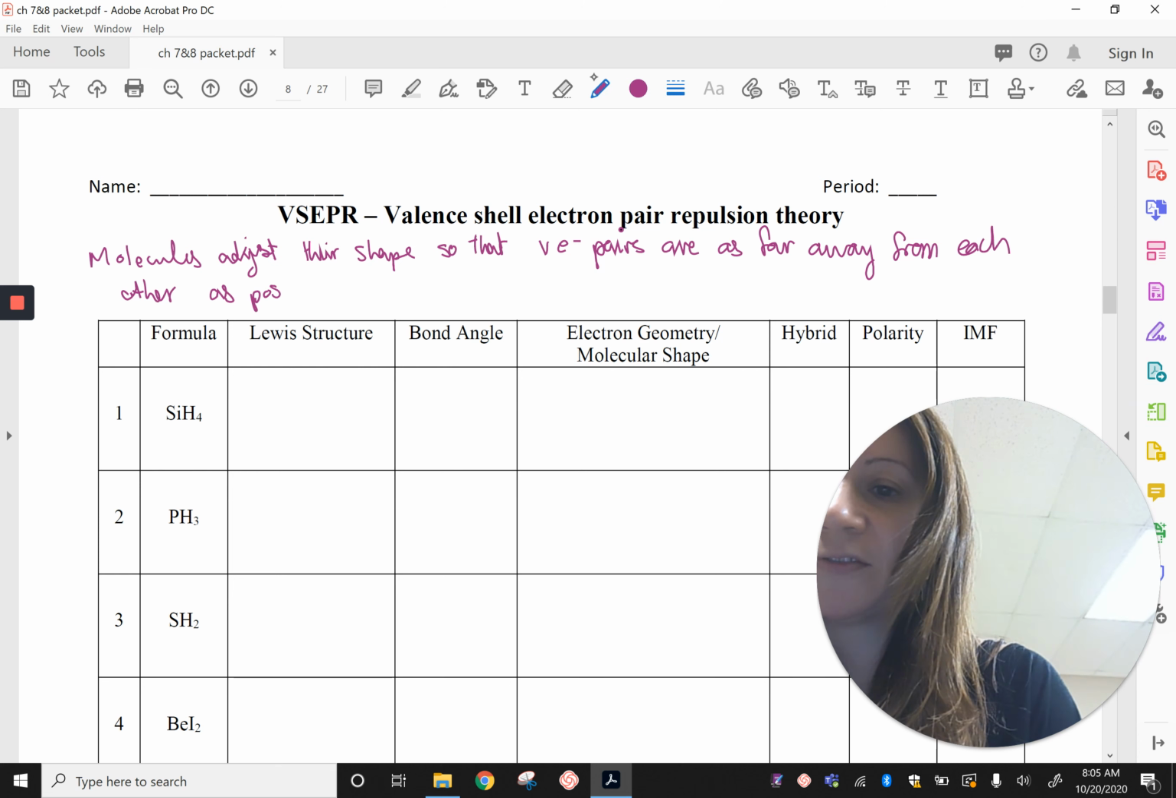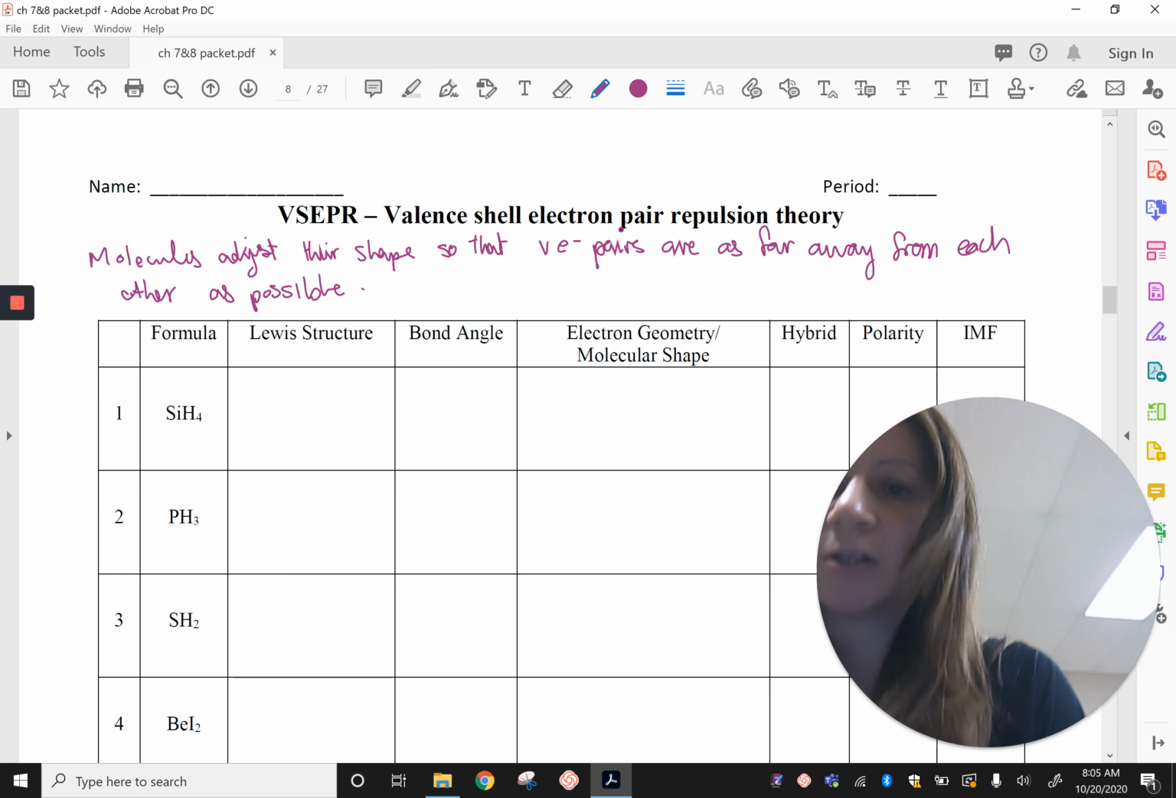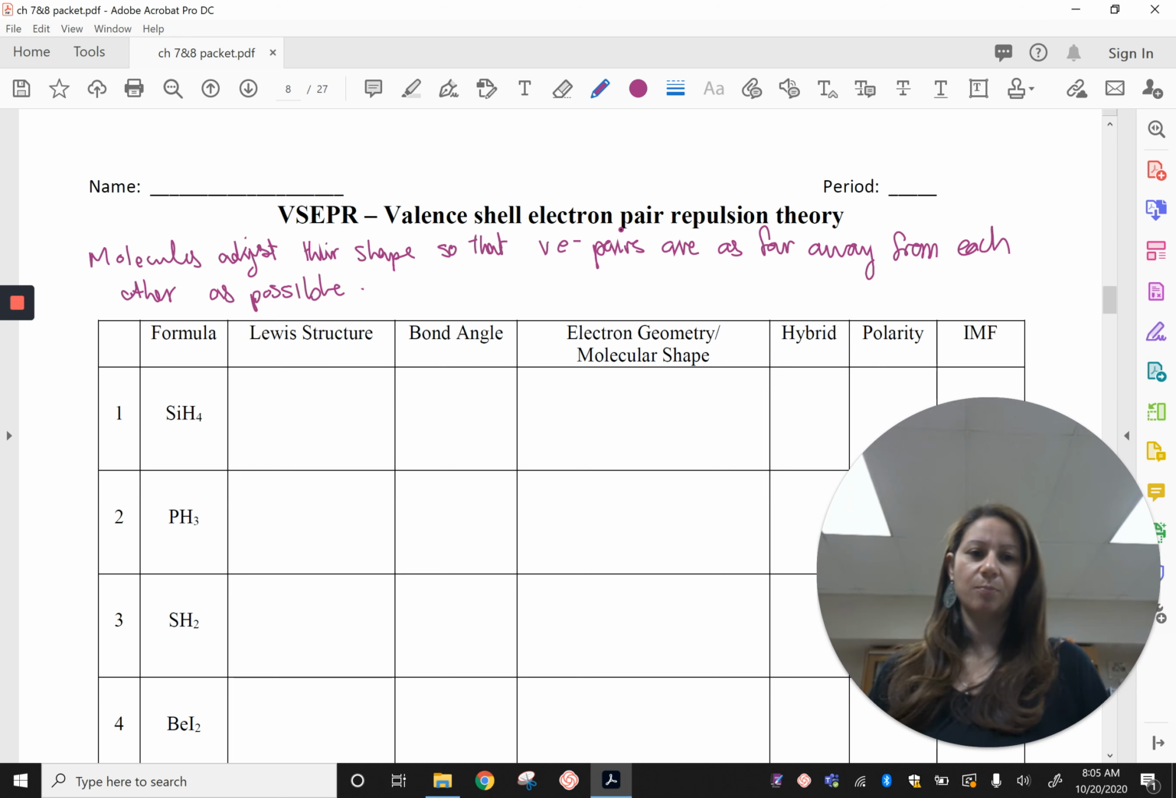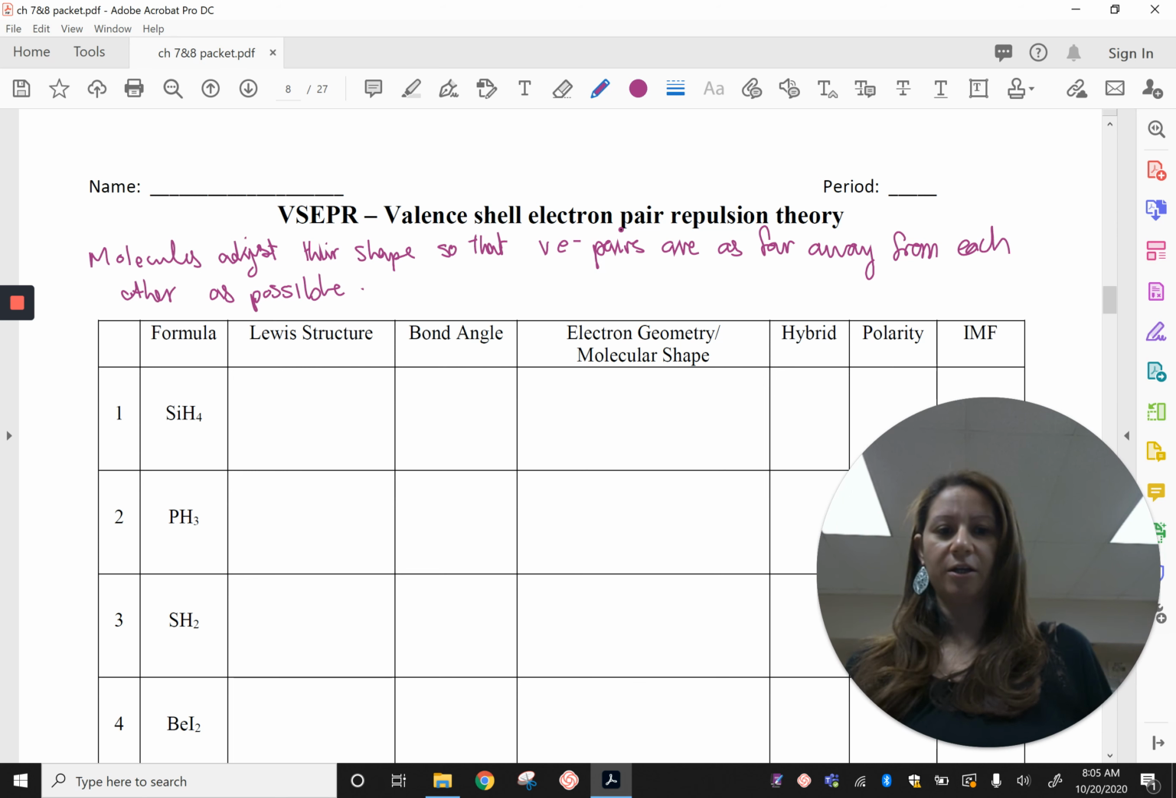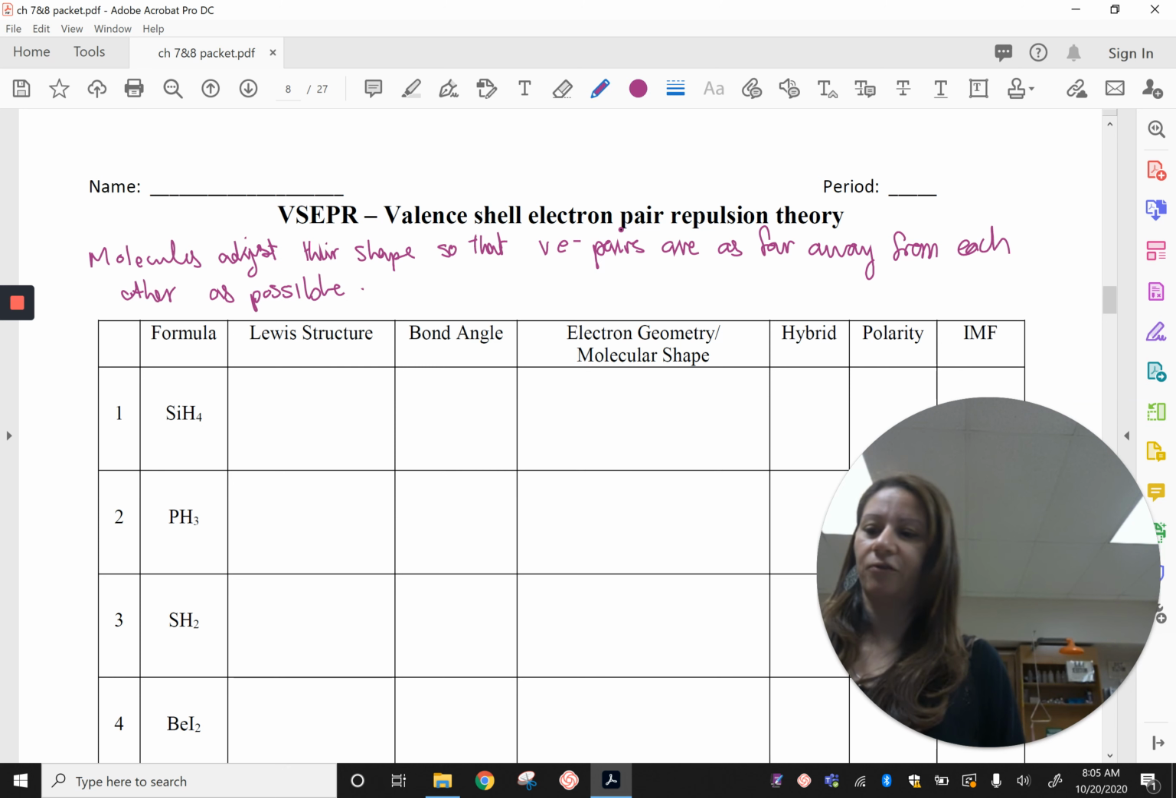And because of that, that determines the geometry and the shape of the molecule and the bond angles and all that. So that's what we're going to look at today. We're going to start with SiH4 as our first example.